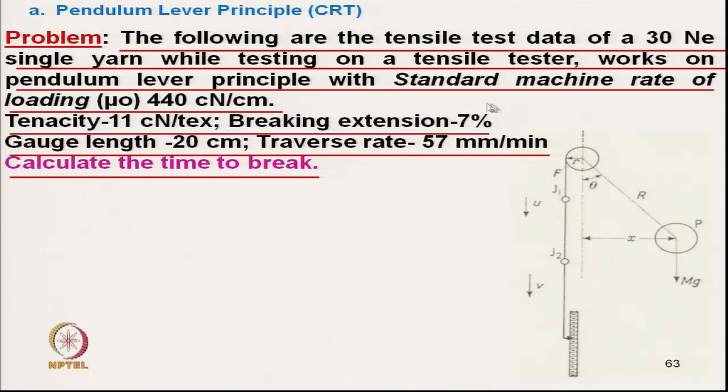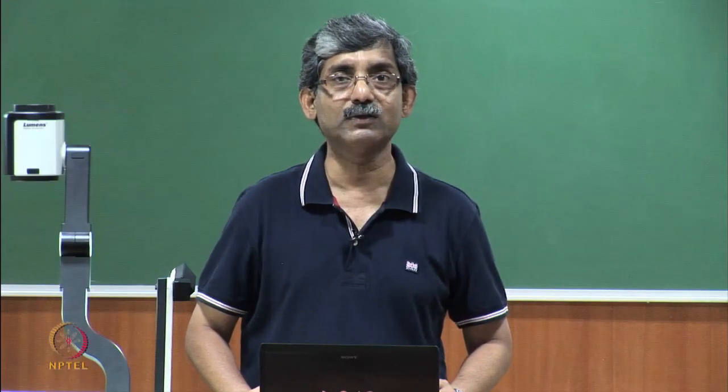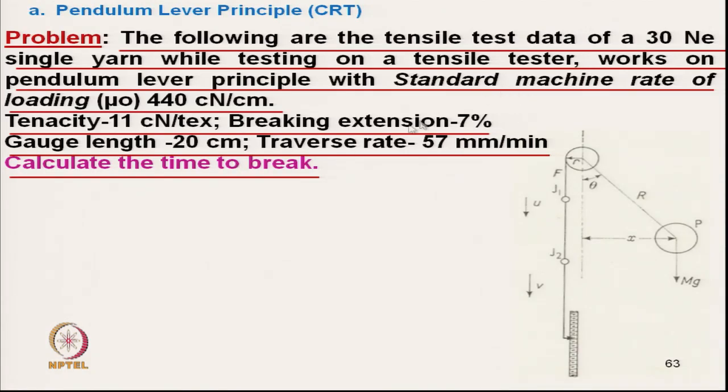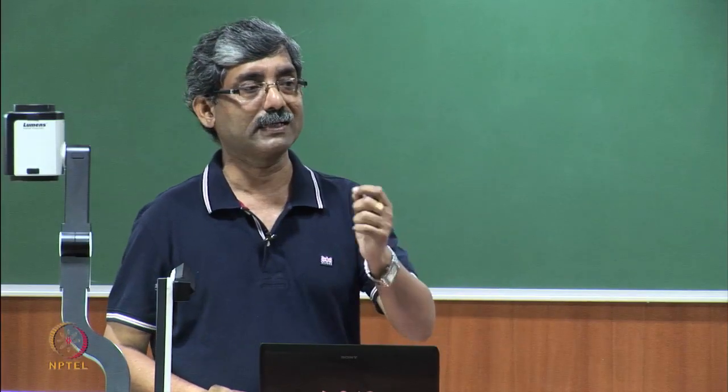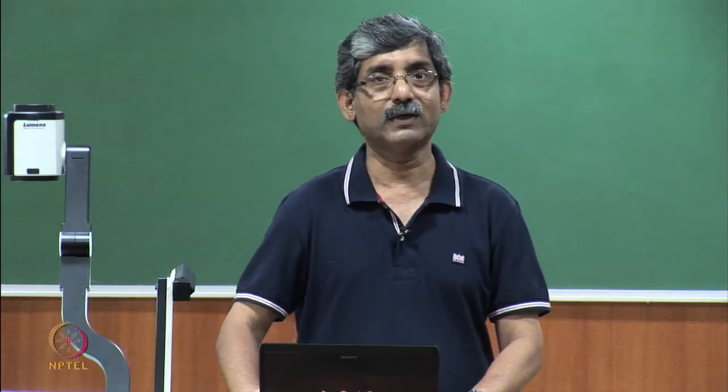So, we can calculate the total extension, because our gauge length is known, gauge length is 20 centimeter. So, 7% of 20 centimeter is the total extension. So, 1.4 centimeter is the total extension of yarn before it breaks. Okay. From there we can calculate.